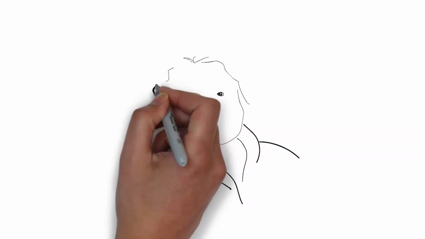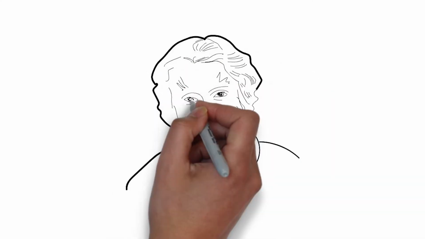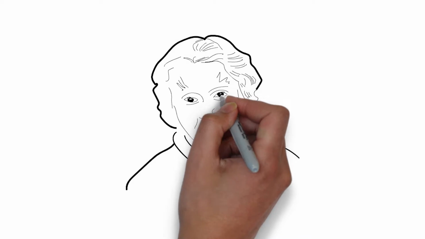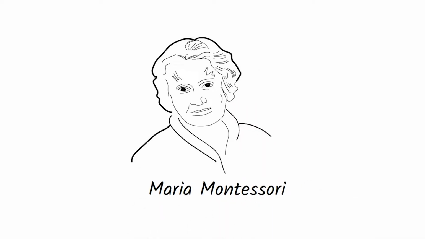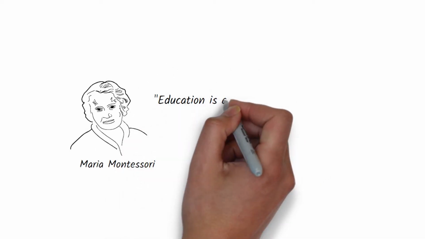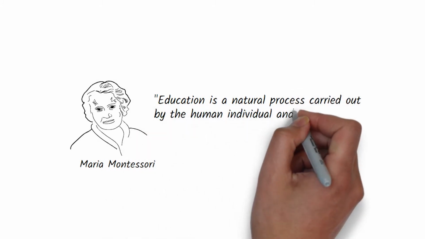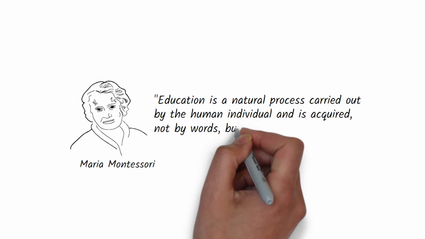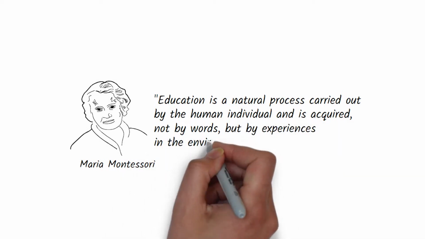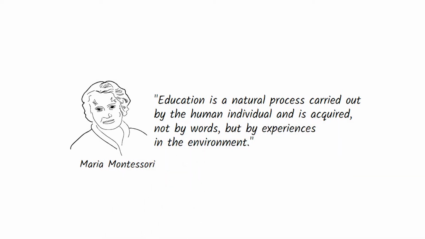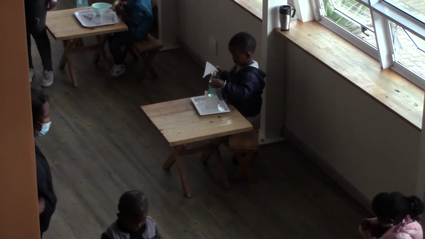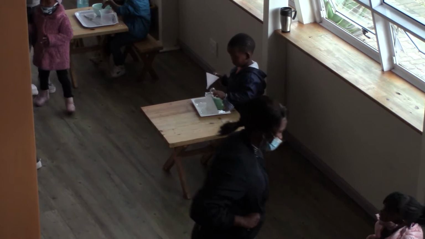One of the most important and distinguishing aspects of a Montessori school is the prepared environment. Dr. Montessori said, "Education is a natural process carried out by the human individual and is acquired not by listening to words, but by experiences in the environment." The Montessori prepared environment serves the developmental needs of the child.